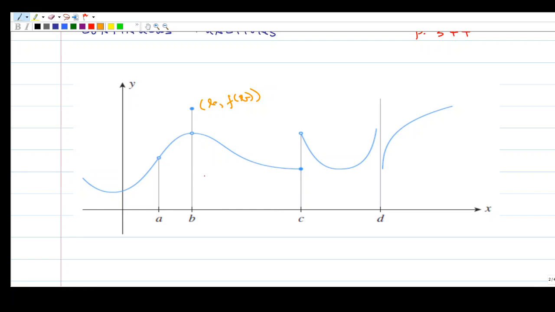There's like 2 branches to the graph, right? You're coming from the left and to the right, and from the right, you can see that the limits are going to be different. So the graph is disjoint. At d, you've got a vertical asymptote, right? As you approach d from the left, the output approaches positive infinity, as you approach d from the right, the output is going to approach negative infinity.